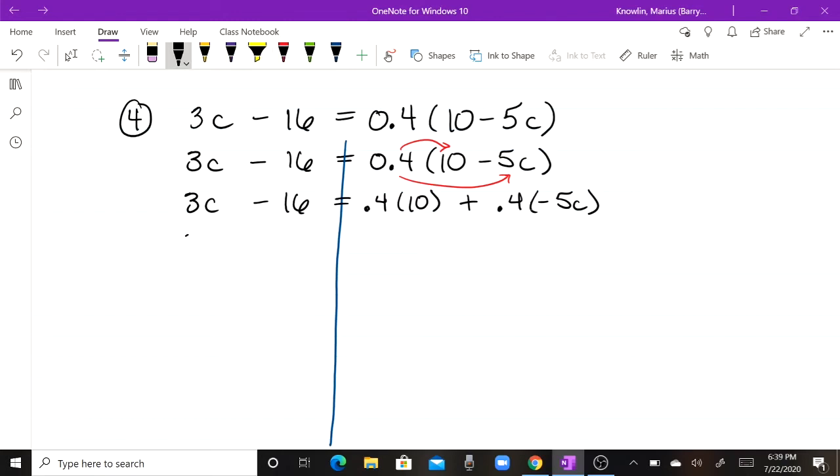So on the next line, we'll have 3c minus 16 equals 4/10 times 10 is just going to leave us with 4. 4/10 times negative 5, that's going to leave us with negative 2c.